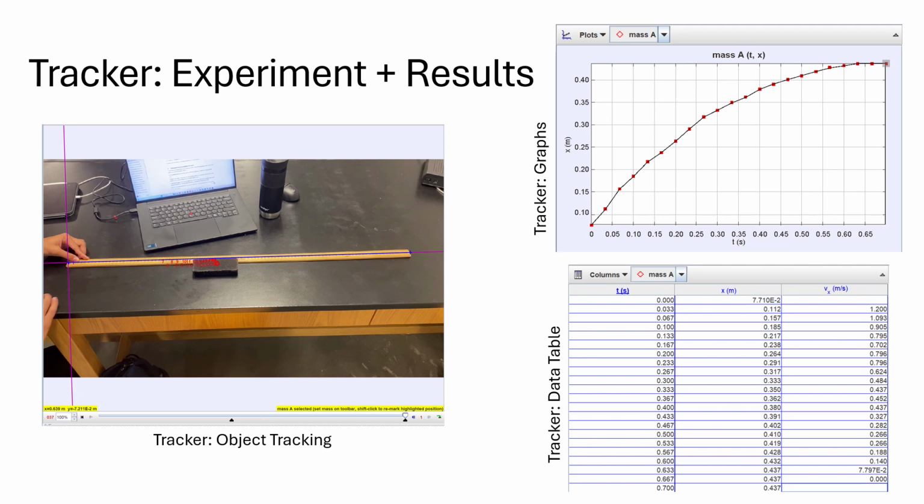So for our experiment and results based on Tracker, we had the object tracking where we found that it was going from the left, the negative x-axis side, towards the positive x-axis, so positive motion, and we tracked it as the object moved across the x-axis. On the right side with the graphs, we can see how it initially had a faster velocity, and eventually slowed down to 0 velocity where the object stopped. And then we can see with the data table what the initial velocity was, the final velocity, and also what the change in x was during the lab.